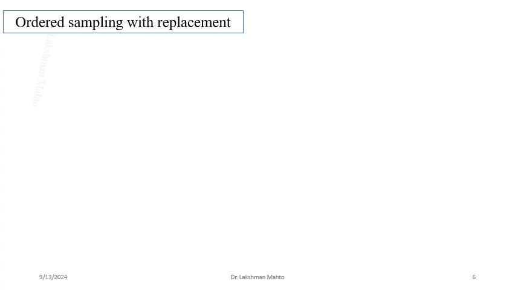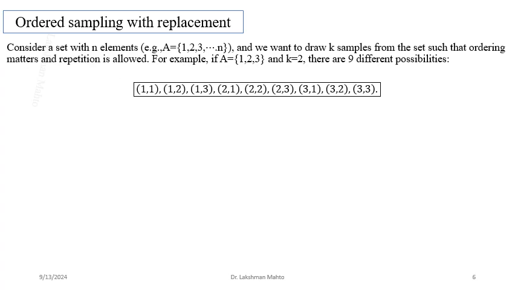Let us go one by one. Ordered sampling with replacement. Consider a set A with n elements, having members 1, 2, up to n, and we want to draw k samples.